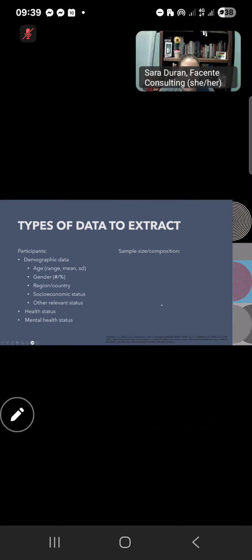Yeah. These are all great examples. So demographic information, that could be age. It doesn't mean that you're collecting the information on every individual participant. You probably won't receive that from the report, but maybe the range or the mean or the standard deviation, gender, region or country, socioeconomic status, health status, mental health status. Very good. How about with sample size or composition? Any thoughts around what might be in a study that you would extract?